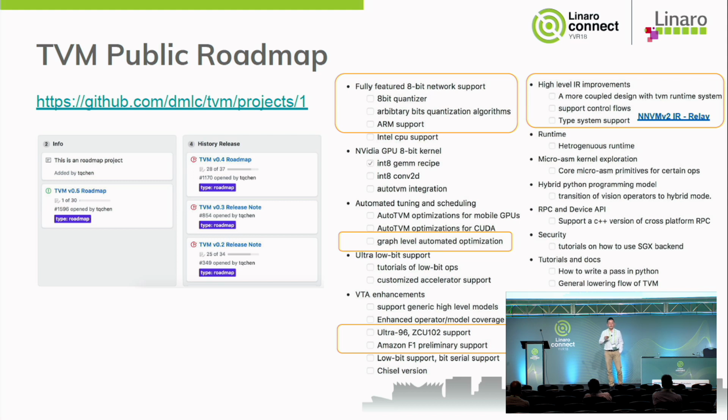Another important part for the next release is the high-level IR improvements. Previously, we have NNVM. So NNVM v2 is in the plan. It is called Relay. There are some discussions about it. Because with the industry's evolution, we need to support control flow, and improve the type system. How to make the runtime and the compile subsystem work together better is also one important consideration in this new Relay design.